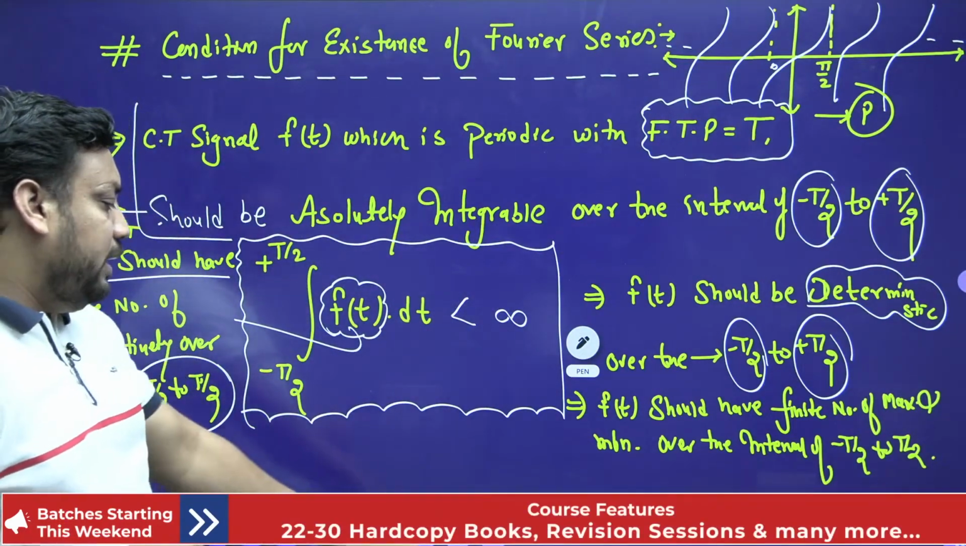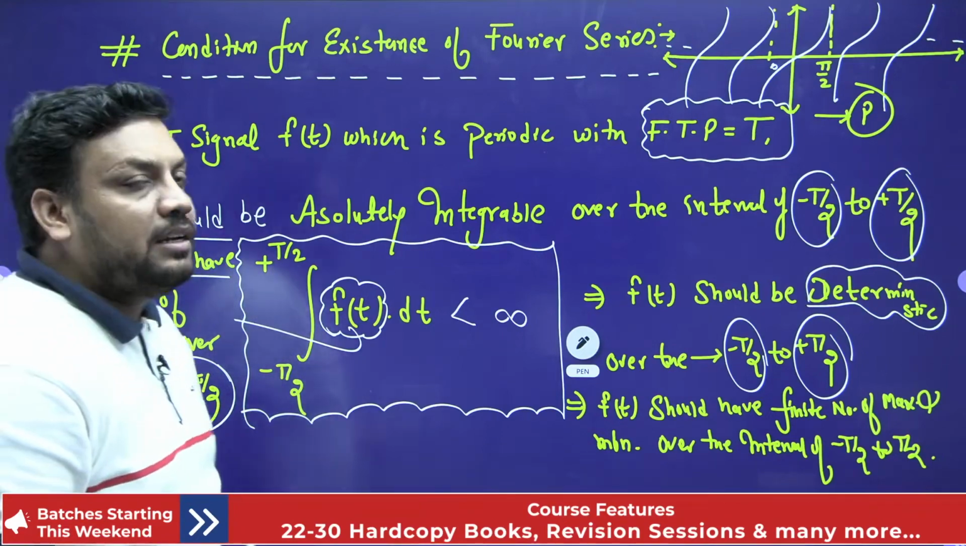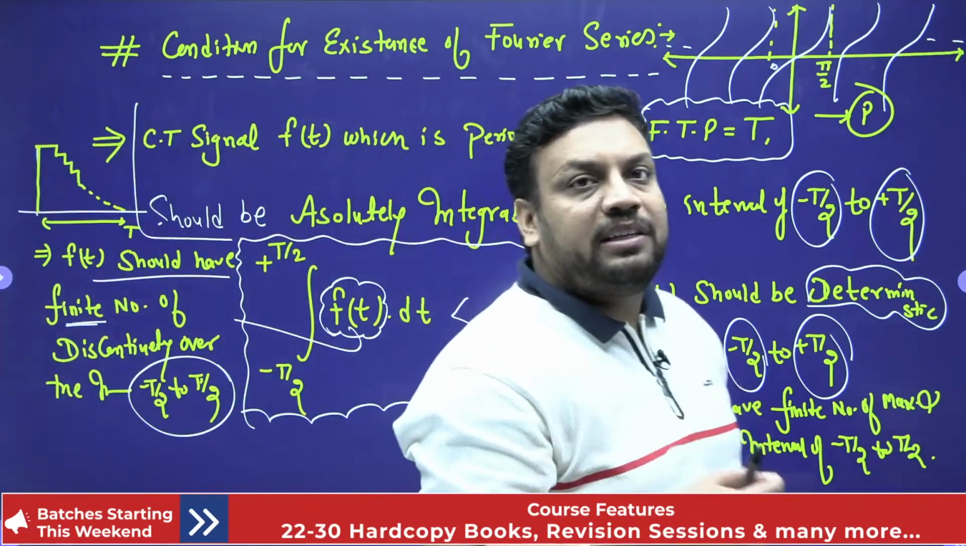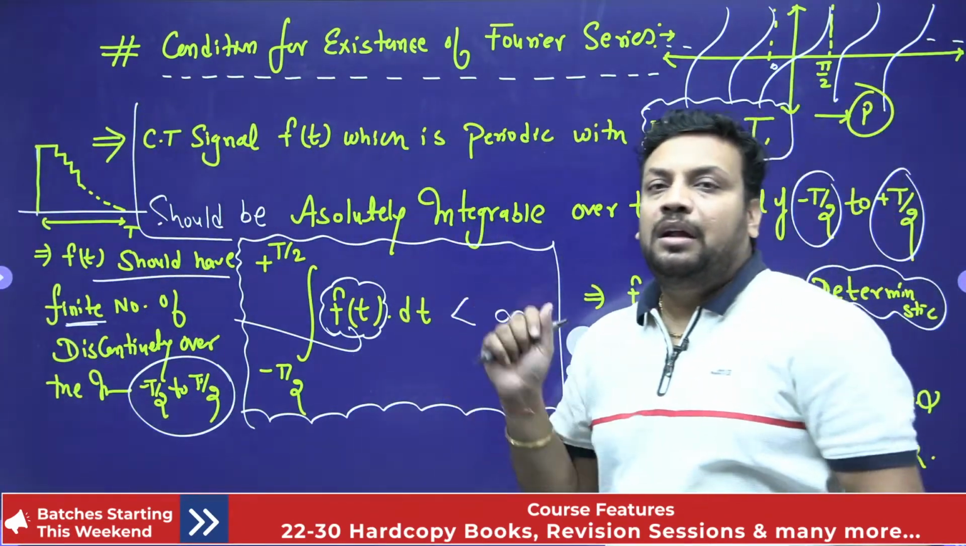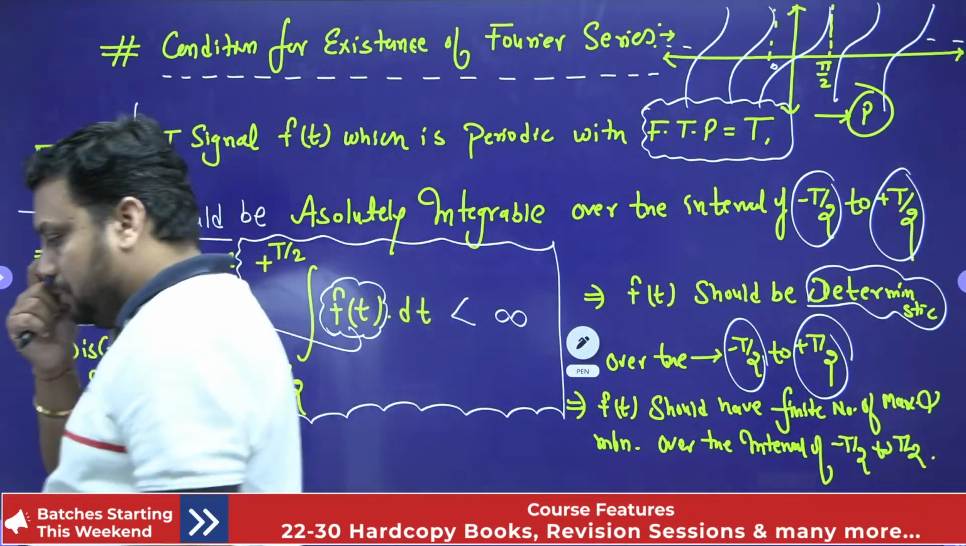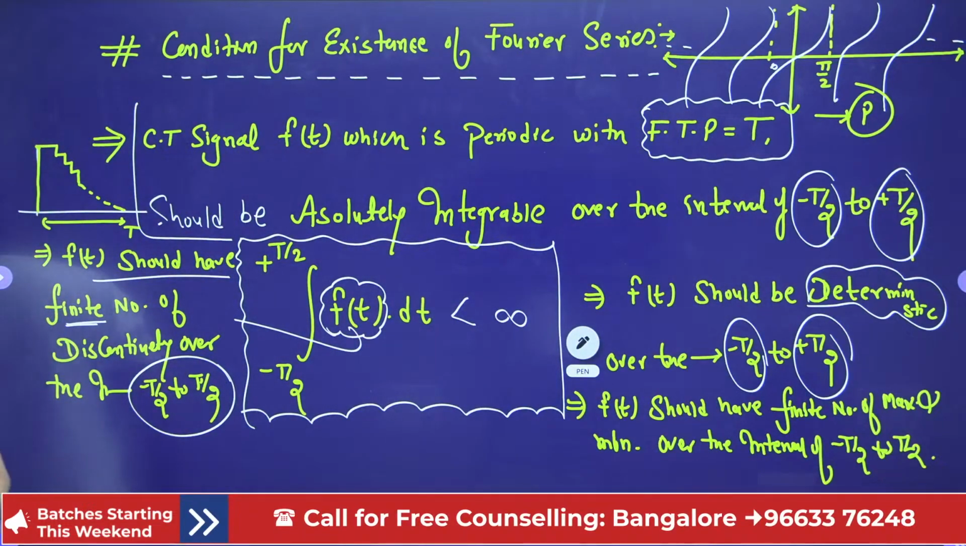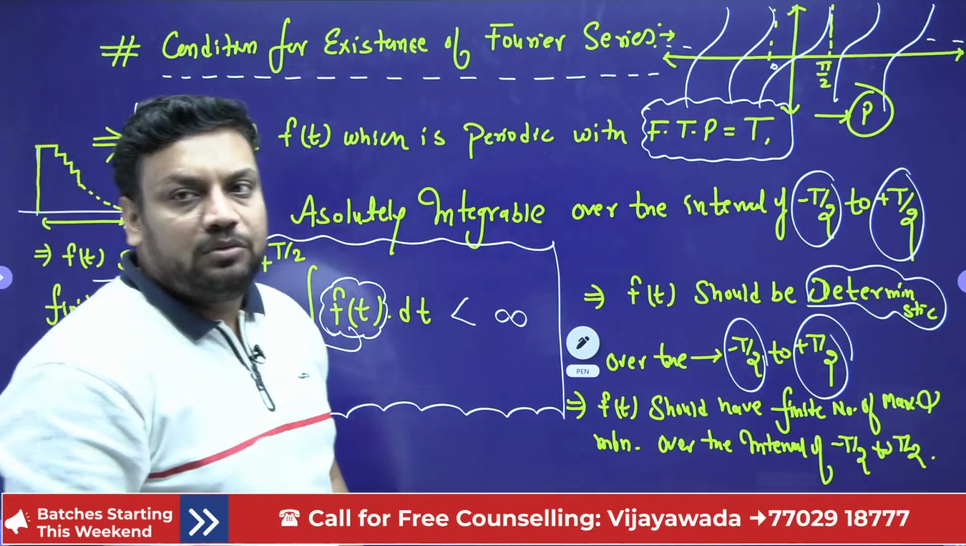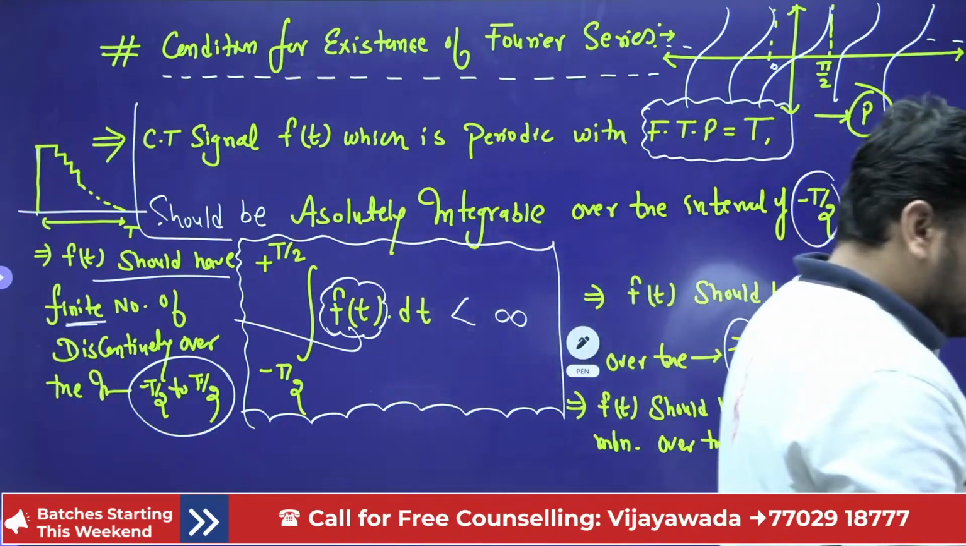So as far as Dirichlet conditions are concerned, as far as the conditions for existence of Fourier series are concerned, I hope it is crystal clear to you all. Do reply fast.